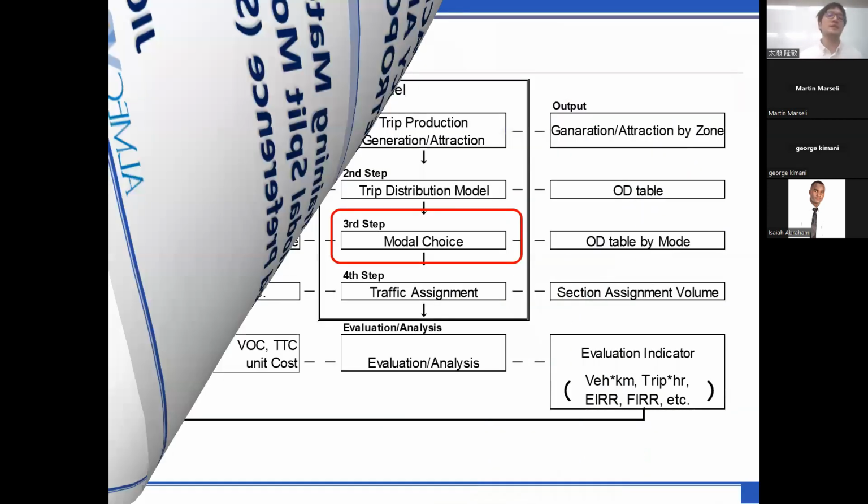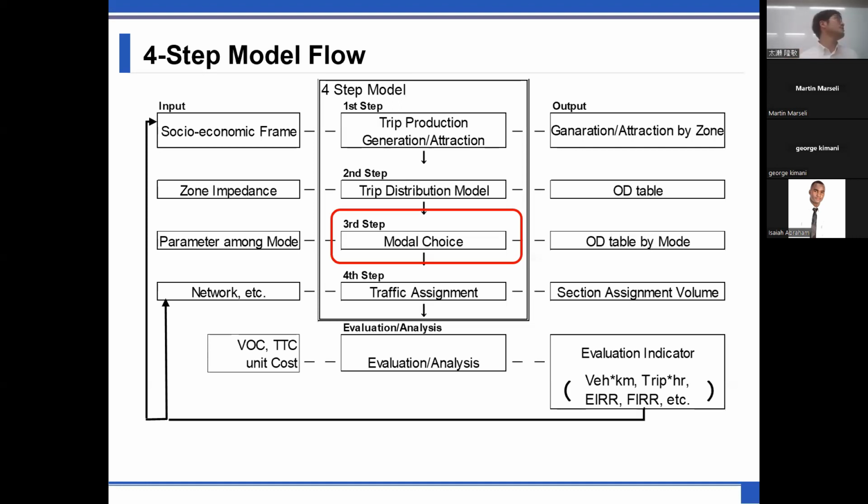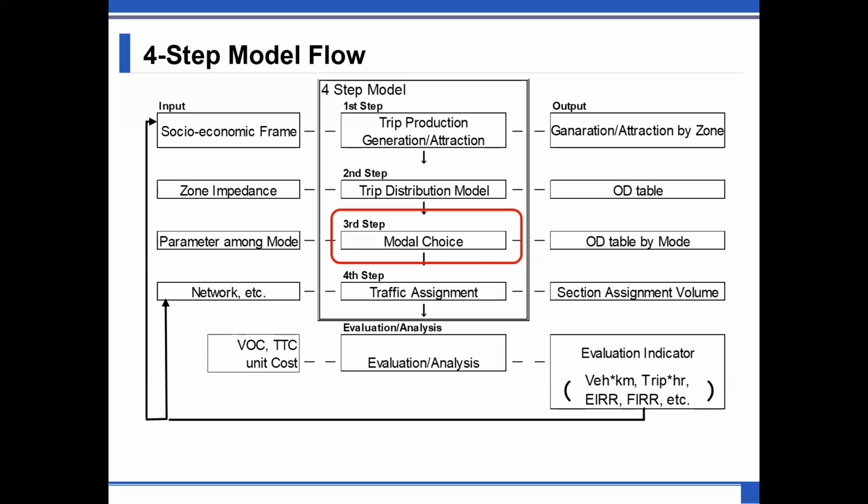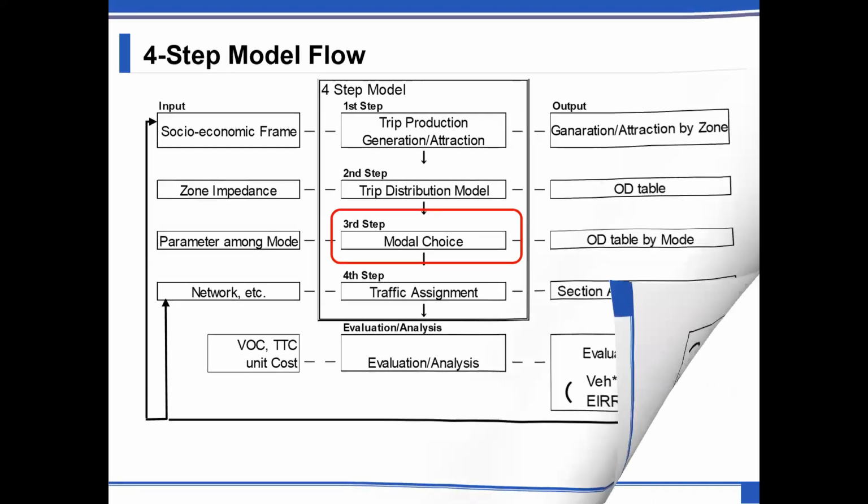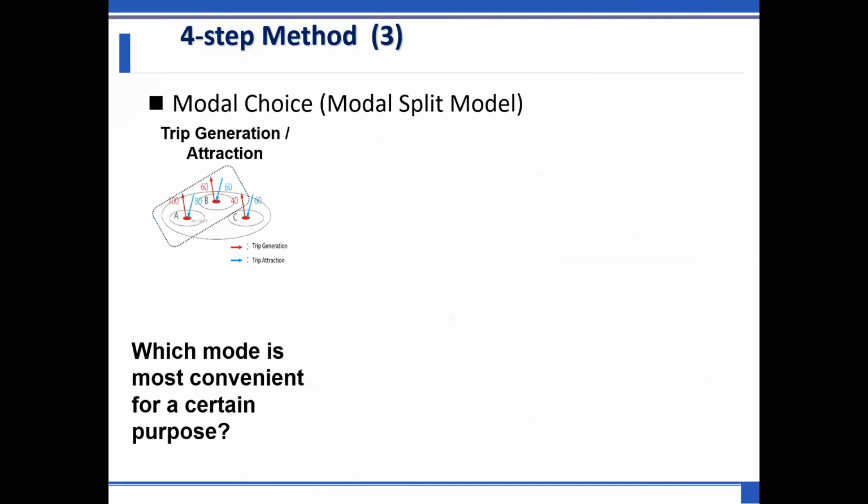As shown in the previous lectures, this is the diagram of the four-step model for demand forecasting. The first step is trip production, trip generation, and attraction. Step two is trip distribution. And the third one is the modal choice model. What is a modal choice model? Let me explain each step.